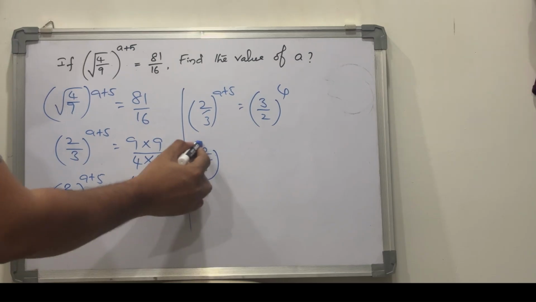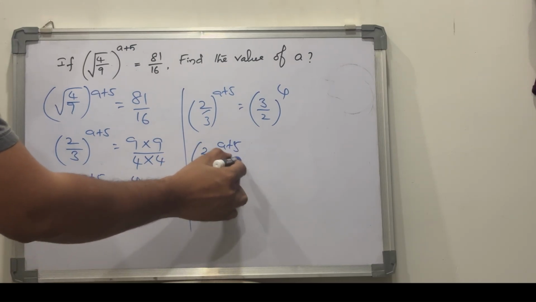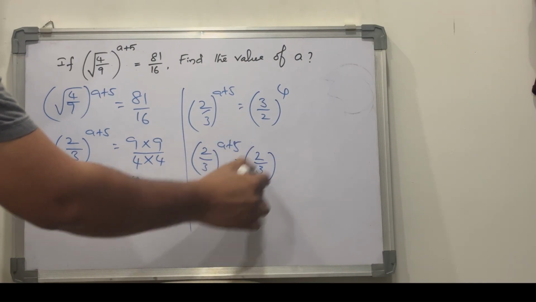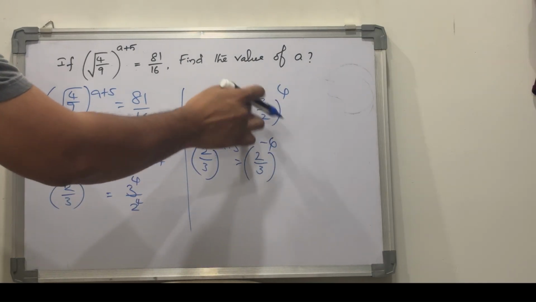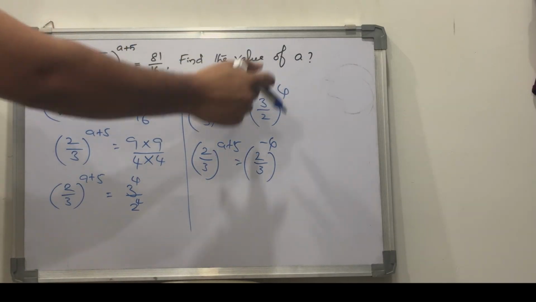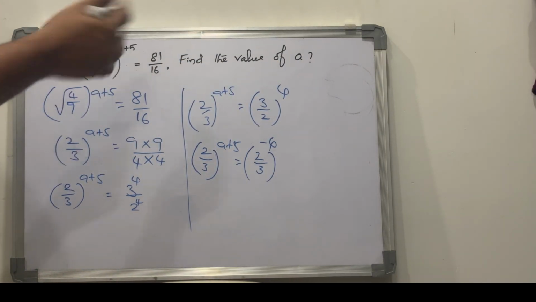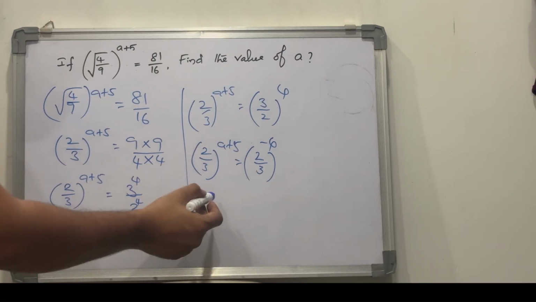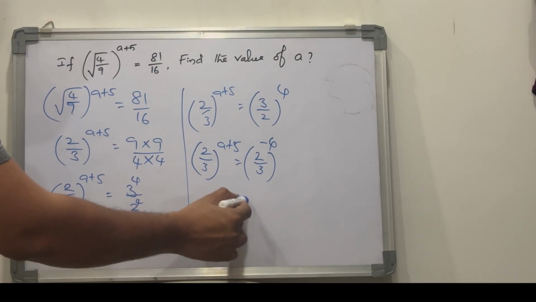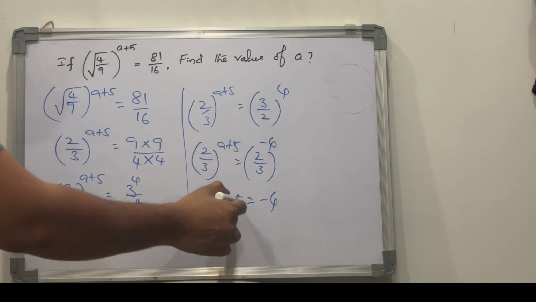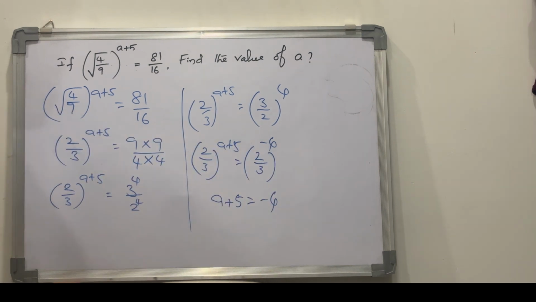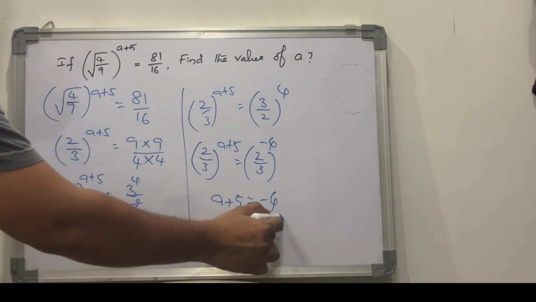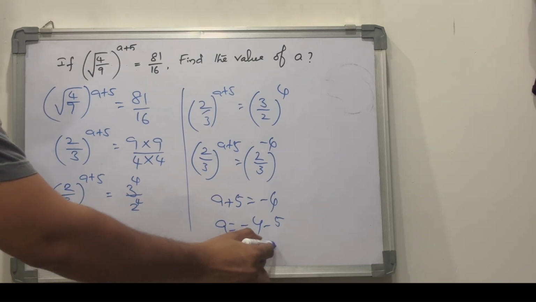2/3 whole power a plus y equals to, you can write this one as 2/3 whole power minus 4. Whenever we are interchanging the numerator and denominator, the power gets minus. Okay, next, on both sides 2/3 and 2/3, then a plus y is equal to minus 4. You can take this plus y as minus y on the other side, then a is equal to minus 4 minus y, a equals to minus 9.